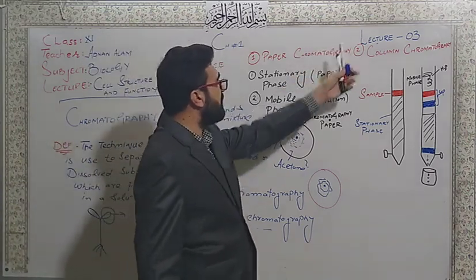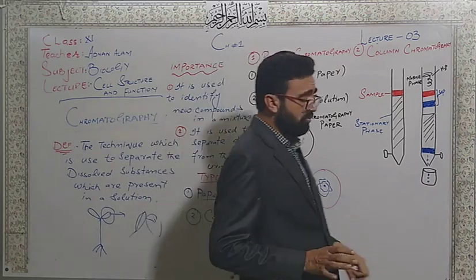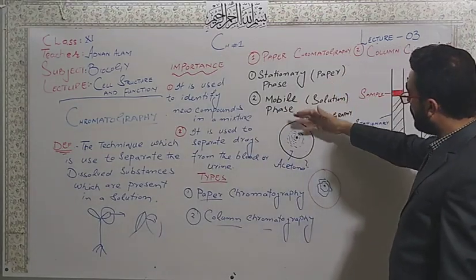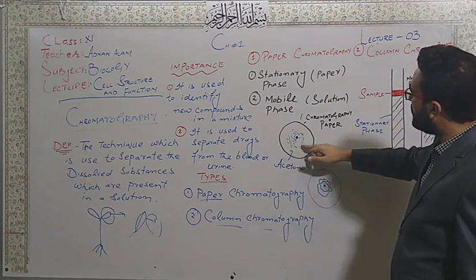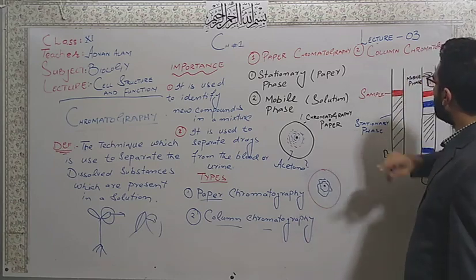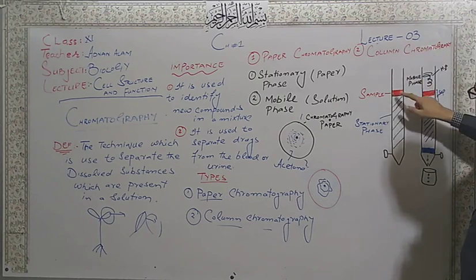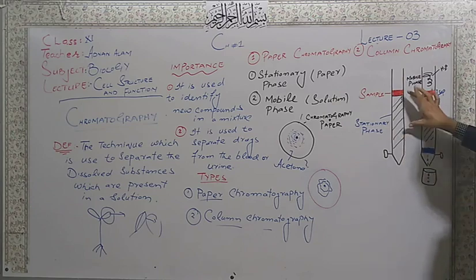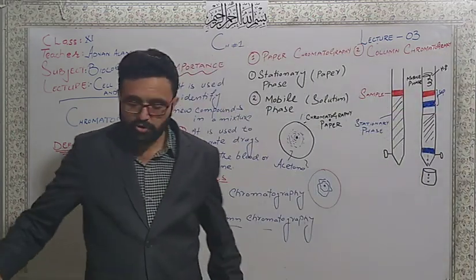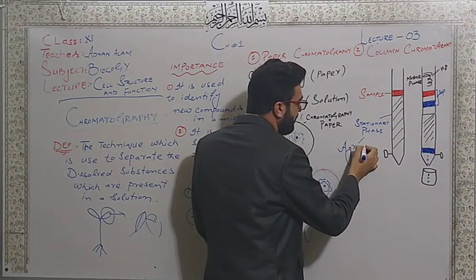Now the next type is column chromatography, which is quite different from paper chromatography. In paper chromatography, there was no way to isolate or obtain different types of compounds, but rather we just identify them. In column chromatography, we take a column. This is called a column, and in this column we take a stationary phase, and also a mobile phase. But this time the stationary phase is agarose gel. Agarose gel is put in here.